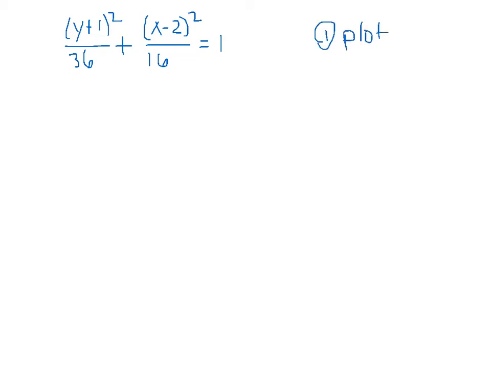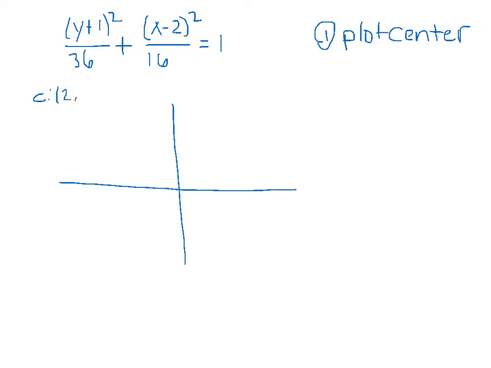If we look at an example, so this makes a little bit more sense, if I give you y plus 1 squared over 36 plus x minus 2 squared over 16 equals 1. The first thing you want to do is plot your center. So we're going to draw in a graph. We'll plot our center. Our center here on this one is going to be at 2, negative 1. So again, you change the signs, but you're going to do the x, so a positive 2, and then a negative 1 for my y value. So we'll go positive 2, negative 1, and that's going to be my center.